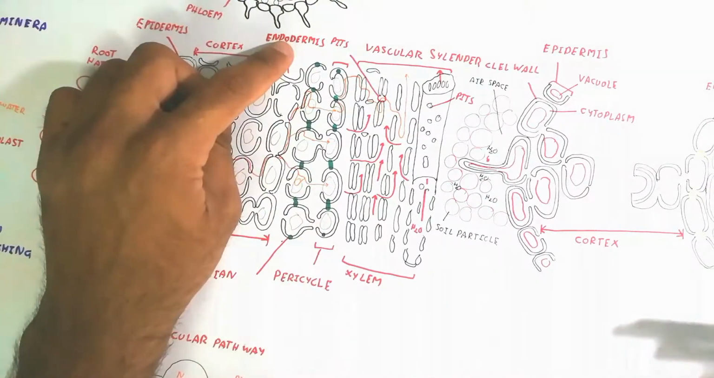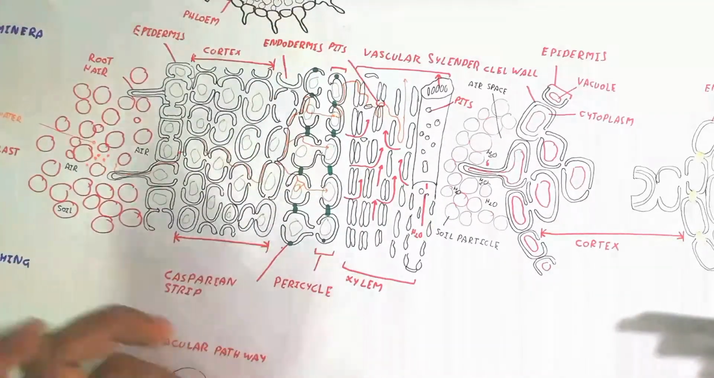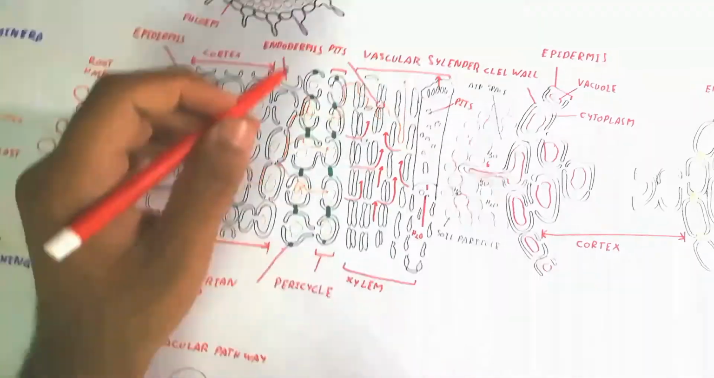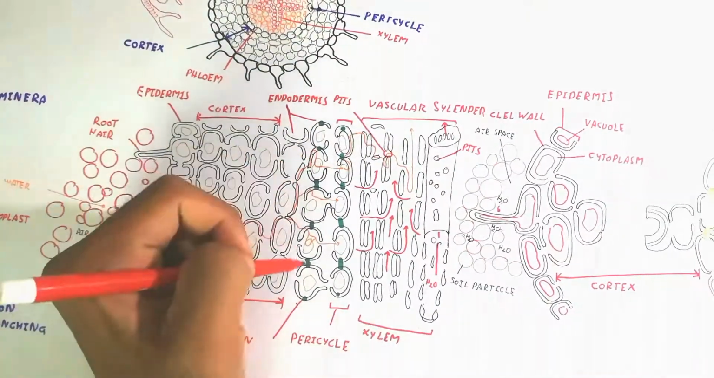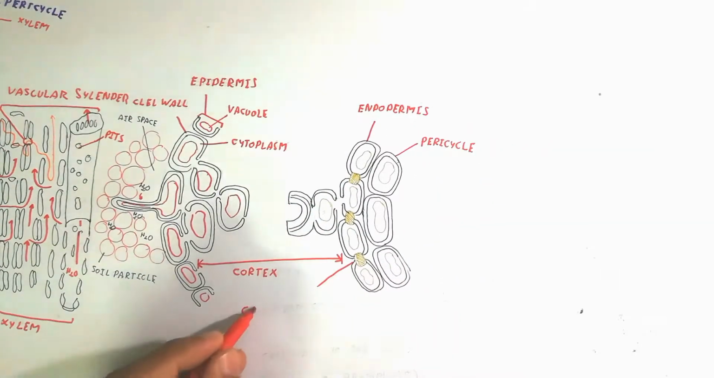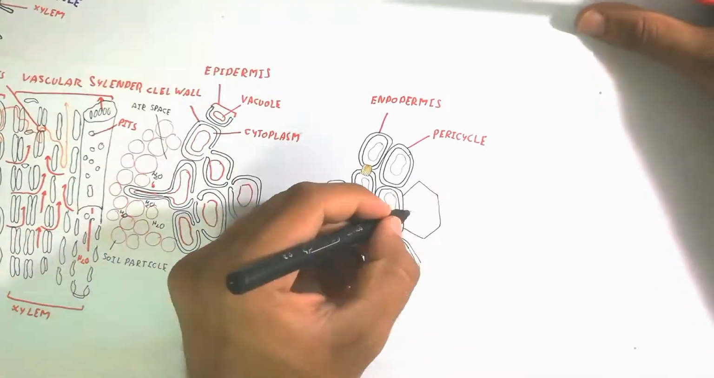So here is the endodermis. Okay, here is the endodermis, two layers, and here is the pericycle. Okay, here is the pericycle, and there is the endodermis. Both layers are endodermis. Okay, and the Casparian strip is present, I will show you in golden color.